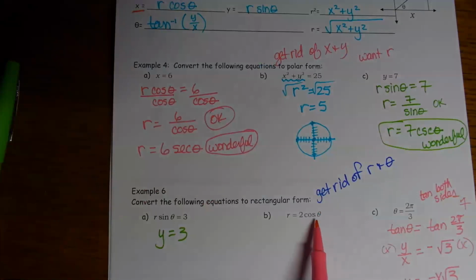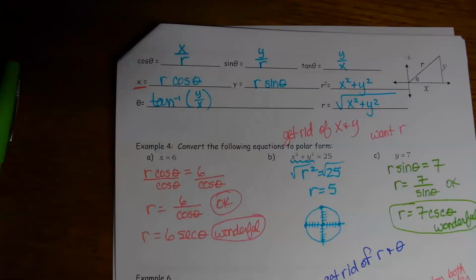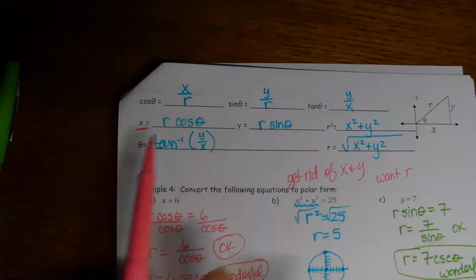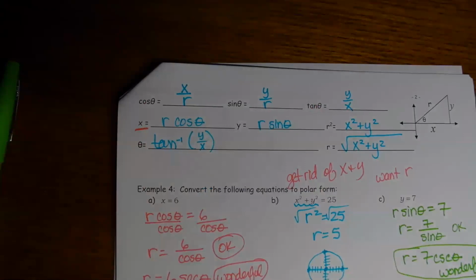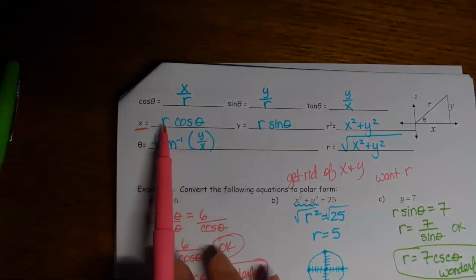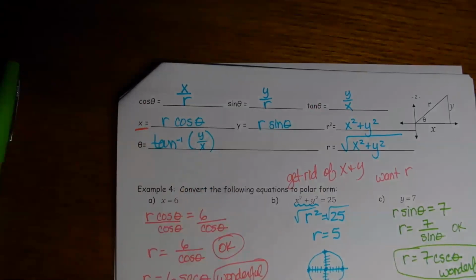What about this guy? Who is he? Who is 2 cosine theta? Can you get him from up here? Sort of. You'd like it to be an x, wouldn't you? But there's a problem. This has a number in front of cosine theta, and it's supposed to have the letter r. You don't have an r. What can you do? You have to get an r in there. How can you get an r in there?